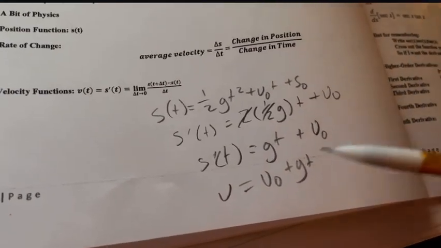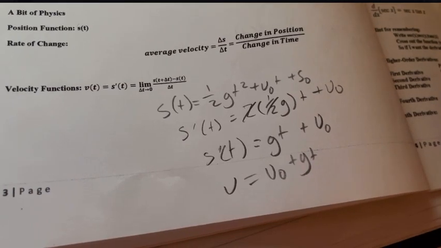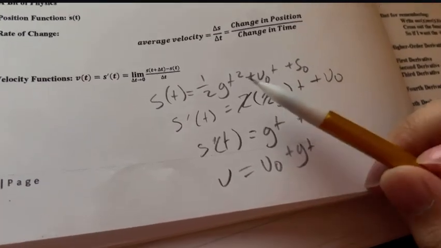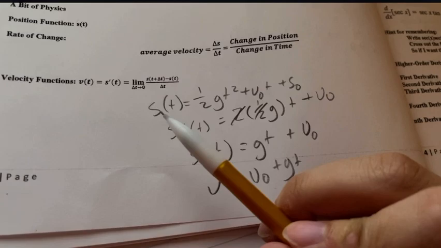As I was saying, velocity can be represented by this function that we got by finding the derivative of this position function.